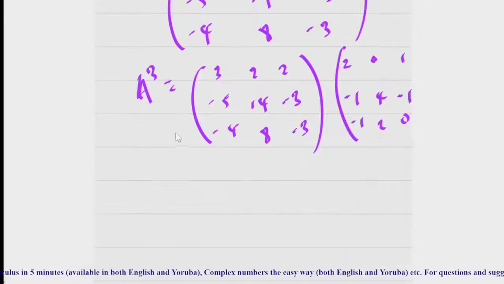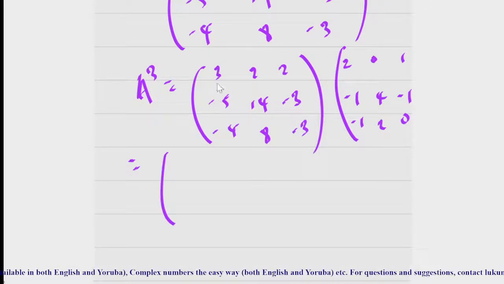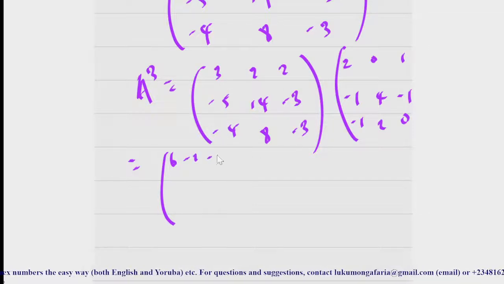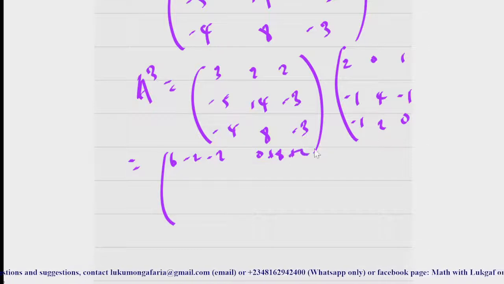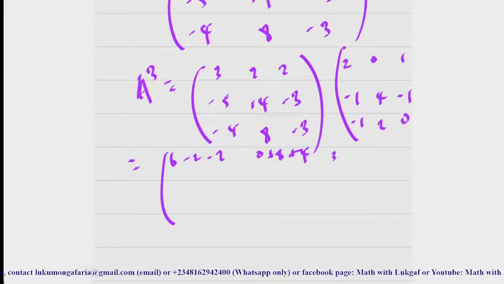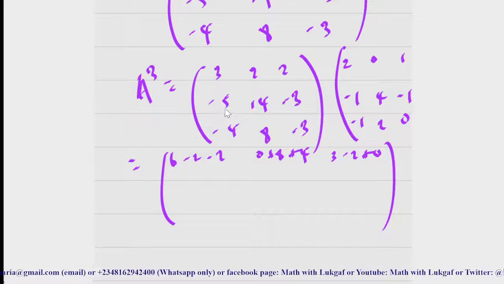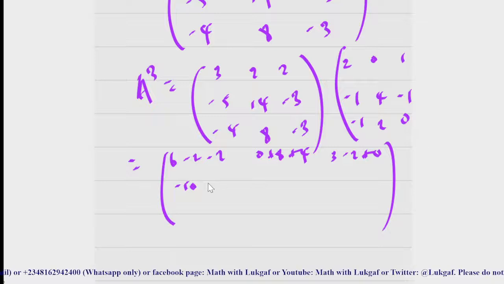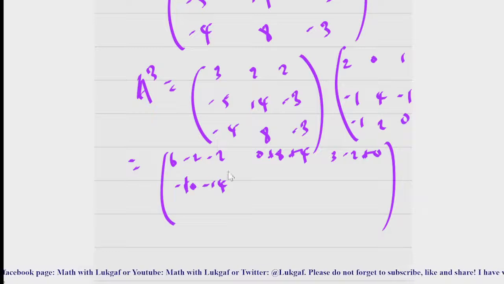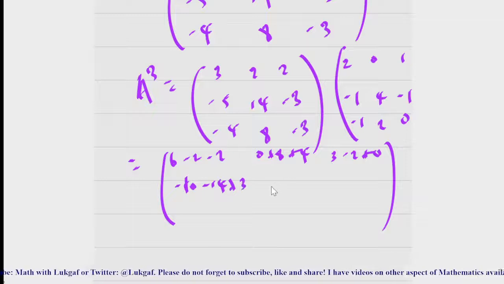So if you multiply it again, then I'm going to have what? 6 minus 2 minus 2. Again, this is going to give me what? 0 plus 8 plus 4. And lastly, this is going to give me 3 minus 2 plus 0. Okay, this is going to give me minus 10 minus 14, plus 3. This is 0, minus 5 times 0 is 0.